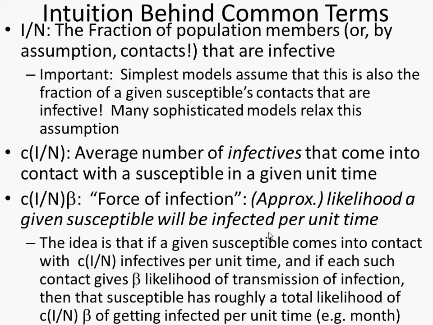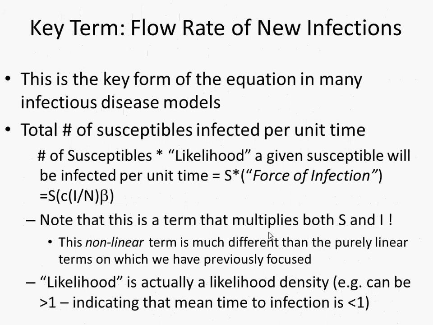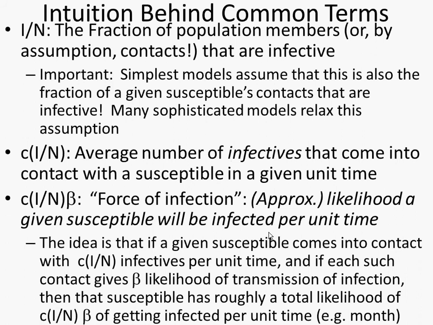Okay, so here, the idea is if a given susceptible comes in contact with C times I over N infectives per unit time, and if each such contact gives beta likelihood of transmission of infection, the susceptible roughly has the total likelihood of C times I over N times beta of getting infected per month, okay? So suppose we want to use this C times I over N times beta as the chance of getting infected per unit time. So that's a given susceptible's chance of getting infected per unit time.